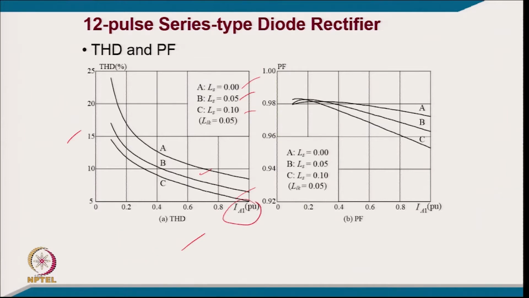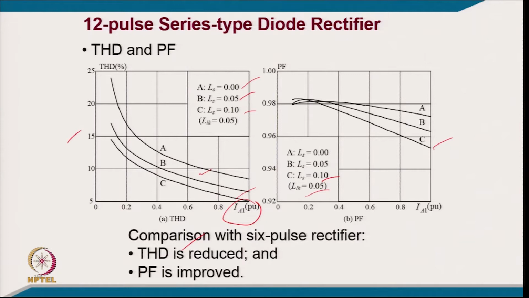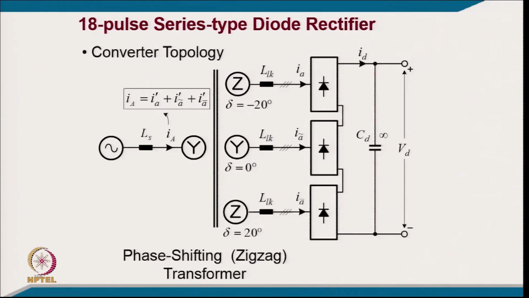However, in spite of reducing the THD, this effect of leakage has an impact on the power factor, because that introduces some displacement factor. Because of the overlap angle it draws some reactive power from the supply, and that is the reason the power factor goes down as the load changes. Now, comparing with a 6 pulse rectifier, THD is reduced and power factor is improved.